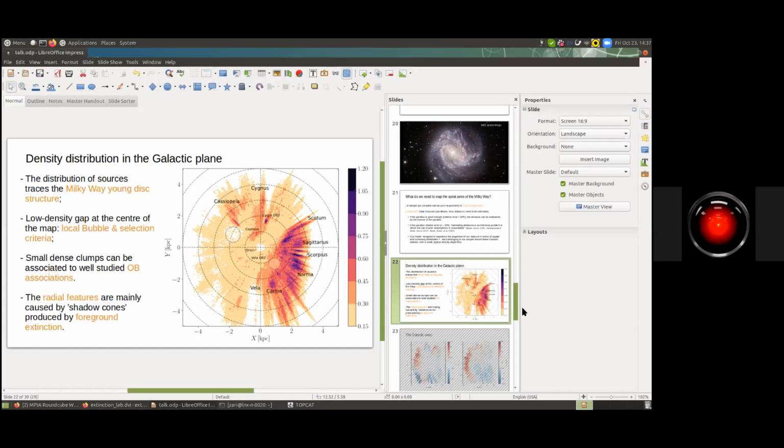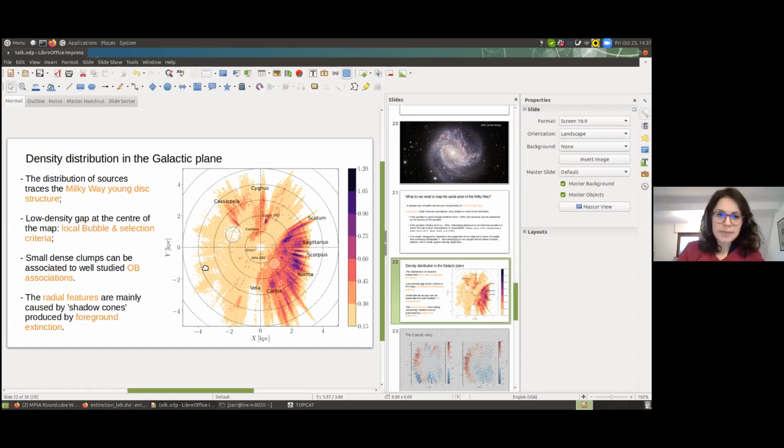Yes, Ilya, please. Hi, Eleonora. So in this plot of the density, I see two bubbles free of dust. One is where we are, and another one is a little bit on the left. Here. Do you have any idea what causes the appearance of these bubbles?